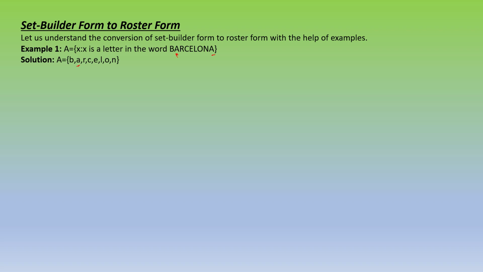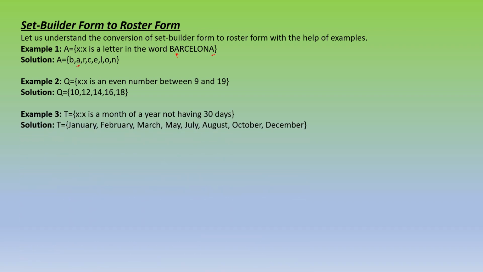Okay, so we will go to the second example. x is an even number between 9 and 19. Even numbers between 9 and 19 are 10, 12, 14, 16, 18. This is roster form. Next example, x is a month of a year having 30 days. What are the months with 30 days? January, February, March, May, July, August, October and December.